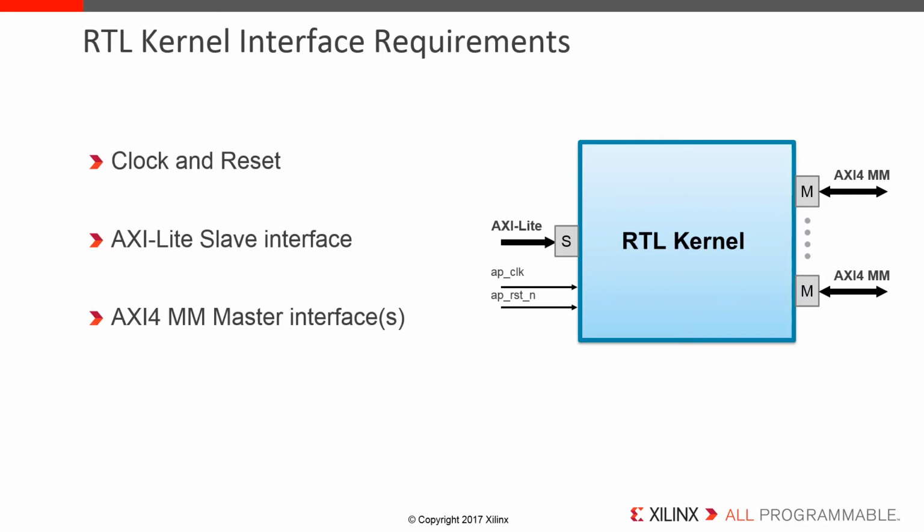The three key interfaces that are required for an RTL kernel, such that they can be integrated with the F1 Shell, are clock and reset, an AXI-Lite slave interface, and one or more AXI memory map master interfaces. Let's look at the requirements for each of these interface types.